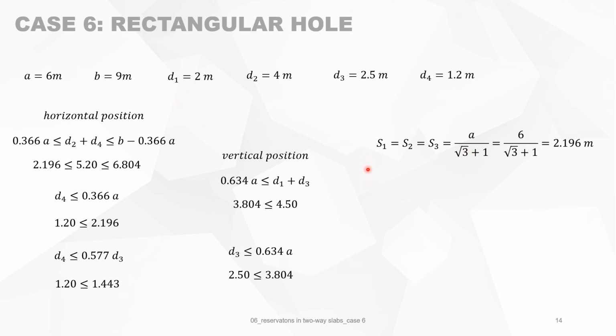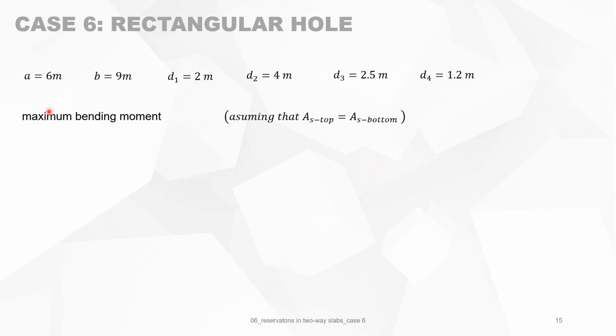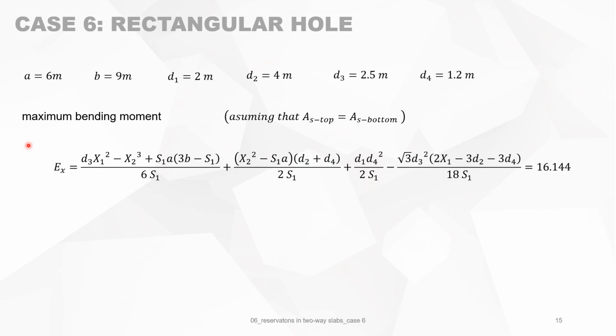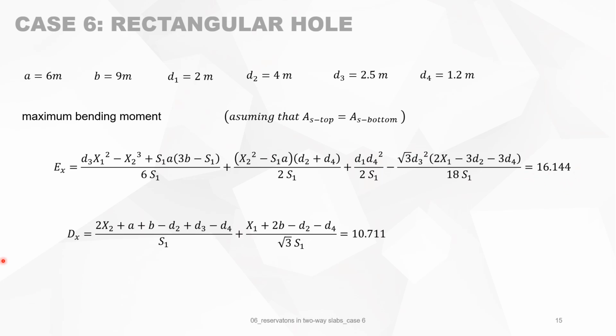This we've known from geometry. We can calculate it now. It's 2.2 meters. The value of x1, the value of x2, and then we can put in all the different numbers. So we are now calculating the maximum bending moment, of course, still assuming that the reinforcement on the top will be equal to the one on the bottom. We calculate Ex, we find 16.144. We calculate Dx, which is 10.711. And then the maximum bending moment is then equal to 26.1 kilonewton meter per meter.